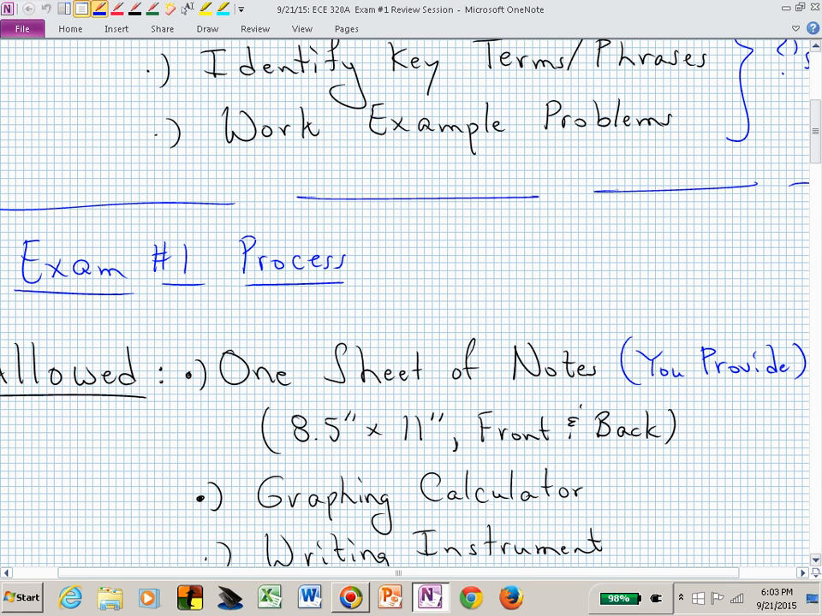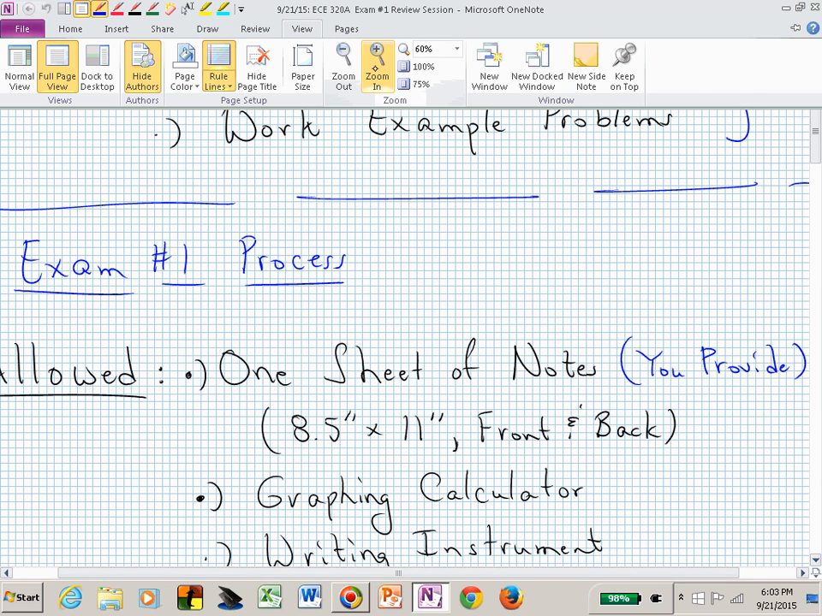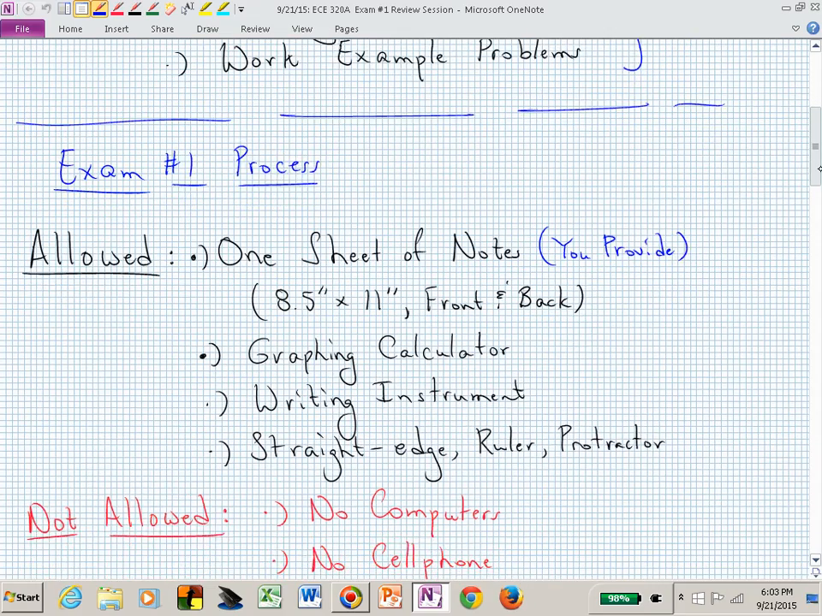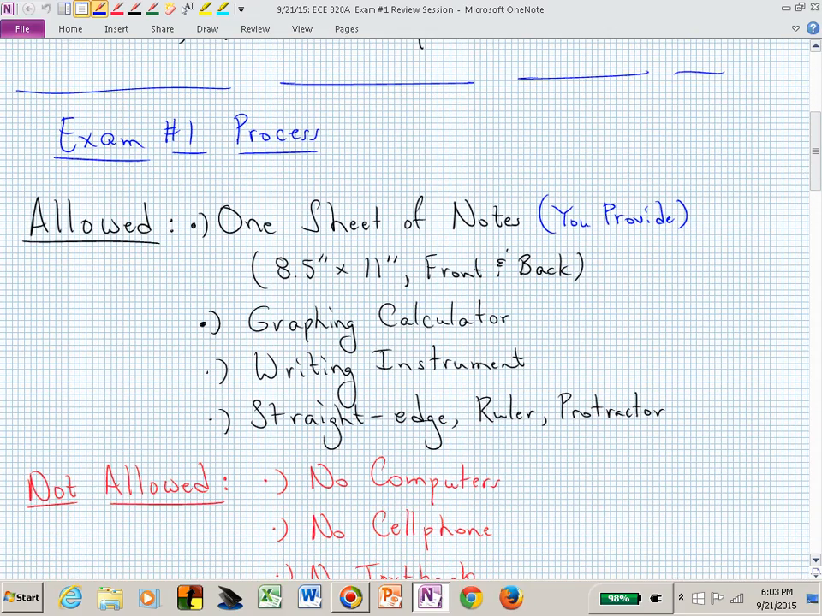Exam number 1, process. You are allowed 1 sheet of notes. That's 8.5 by 11 inches. Those quote marks stand for inches. I've had people ask what that is. It's not feet. So don't come in with a carpet full of notes, but you can have the front and back of the sheet. You can bring a graphing calculator, something to write with.